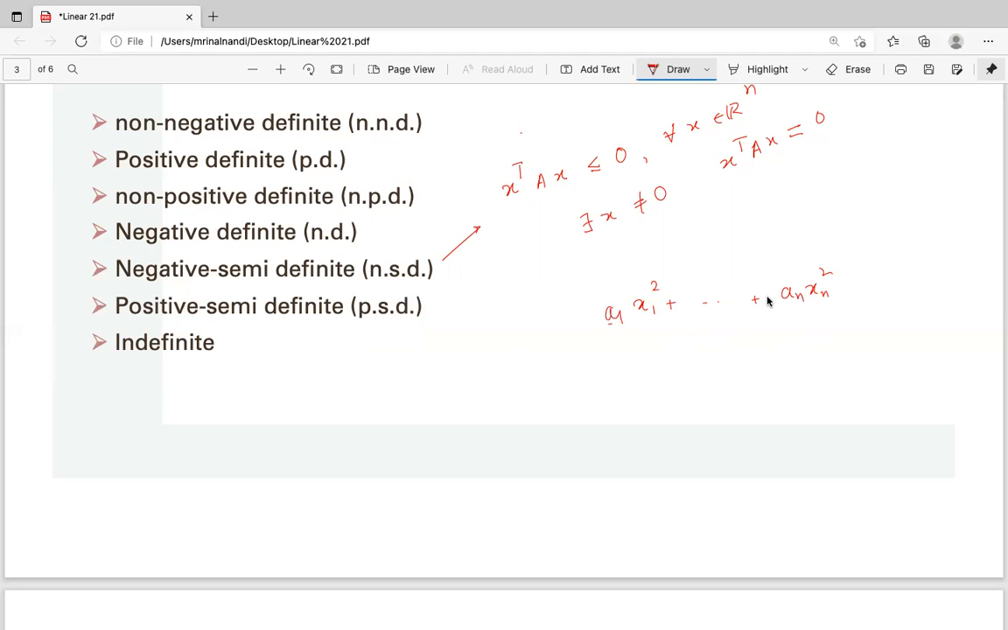And if some are positive and some are zero, that is actually positive semi-definite. And some are negative, some are zero, that is negative semi-definite. And if some are positive and some are negative, or some are positive, some zero, some negative, that is indefinite basically. And this is actually for the corresponding diagonal matrix.